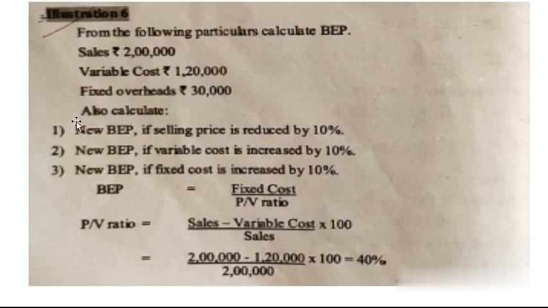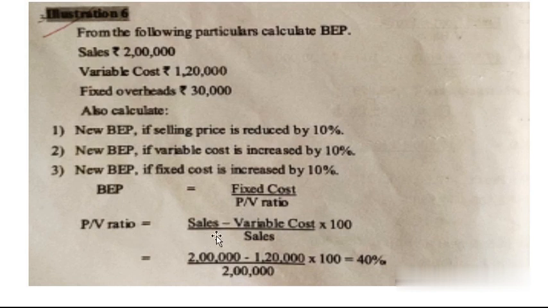So next, we will be calculating from the following particulars. Calculate break-even point. They have given us sales, variable cost, fixed overheads. Then they have given us three options: new break-even point if the selling price is reduced by 10%, new break-even point if variable cost is increased by 10%, then new break-even point if fixed cost is increased by 10%. So now the break-even point formula is fixed cost divided by PV ratio. First, if selling price is reduced by 10%, what is the break-even point? To find out break-even point, we have fixed cost in the question. We need to find out PV ratio. So let us find out PV ratio first.